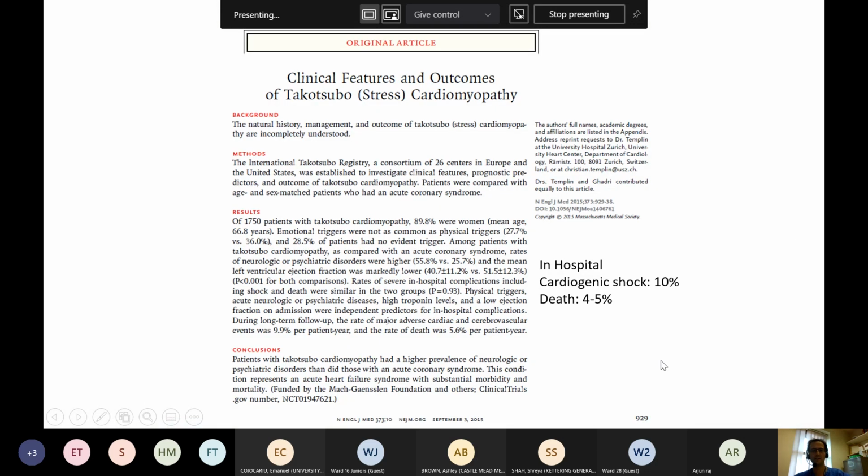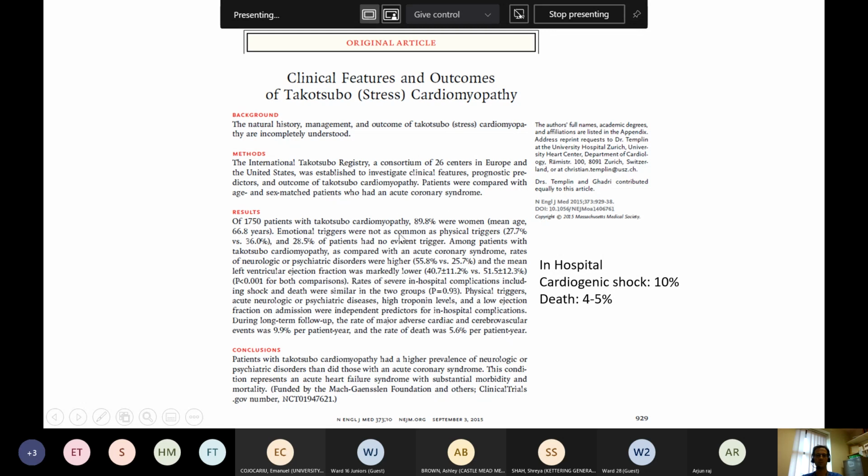Takotsubo isn't a totally benign condition by any means. Very often it does seem to recover rapidly, and we do a coronary angiogram, see the classic ballooning features, and then the patients have an echocardiogram a few days later showing recovery of LV systolic function, and they do often then do pretty well. But the risk of patients in hospital having cardiogenic shock, at least in this series of nearly 2,000 patients, was about 10% and about 4 to 5% mortality. And even after getting home and recovering, the long-term follow-up rates of cardiovascular events was 10% and mortality over 5% a year. So it's not a benign condition.